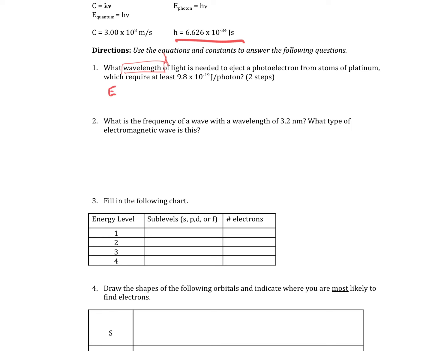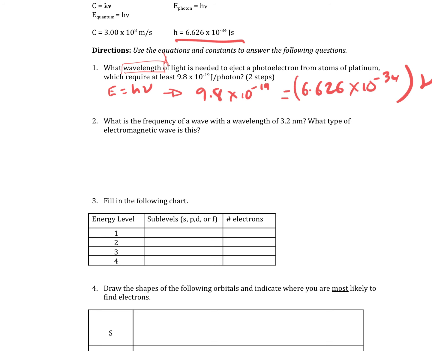So E equals h nu. Let's go. We know E is 9.8 times 10 to the negative 19. For now, I'm just going to ignore the unit. Equals h, which is 6.626 times 10 to the negative 34. Ignore the unit, times nu.